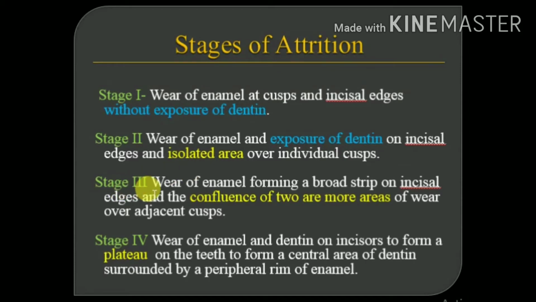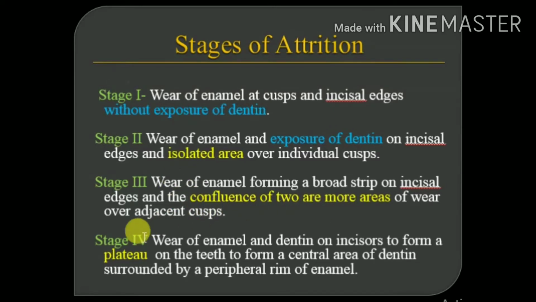Stage 3 is wear of the enamel forming a broad strip. It is going to form a broad strip on the incisal edges and the confluence of 2 or more areas of wear over adjacent cusps. So first, where there were patches, now those patches are going to become confluent.